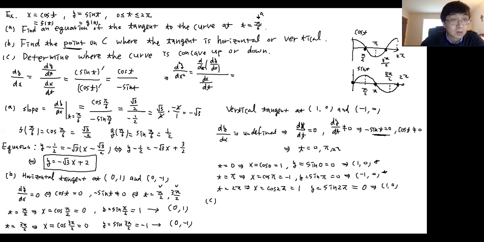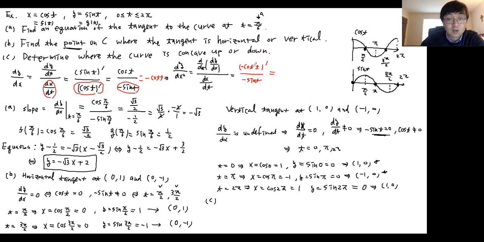Keep the negative. Cosine of t over sine of t is cotangent of t. You can plug the cotangent of t in here. So we have the negative cotangent of t, prime, over dx/dt. The dx/dt is the derivative of cosine, which is negative sine of t.